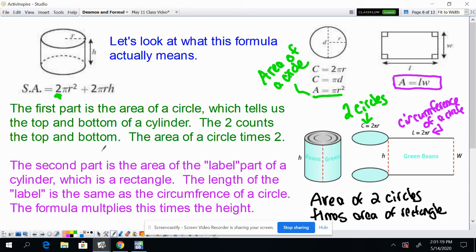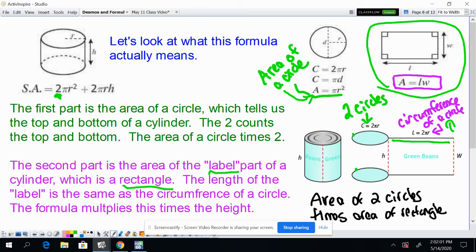So let's look at what this formula actually means. The first part is the area of a circle, which tells us the top and bottom of a cylinder. The 2 counts the top and the bottom. Here's the top and the bottom. The area of a circle times 2. Here's the area of a circle, and there's 2 of them. The second part is the area of the label part of the cylinder, which is a rectangle. Here's the area of a rectangle. The length of the label is the same as the circumference of the circle. This formula multiplies this times the height. This is the rectangle. So it's the area of 2 circles plus the area of a rectangle.